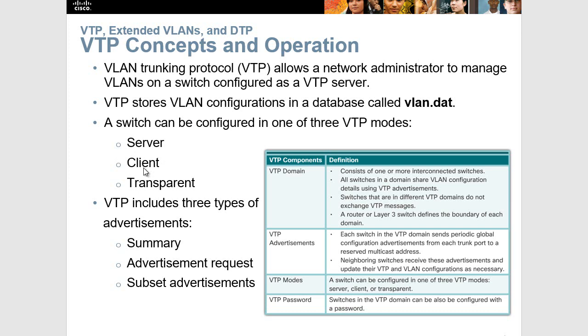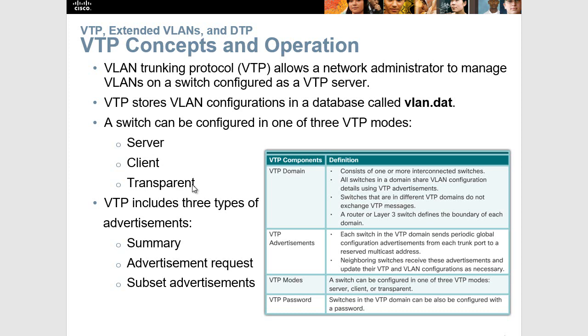So that information is shared from server to client, and clients will share it with other clients. So although the clients aren't used to set up the VLANs, the clients all do relay information that they learn, which originated from the server. So eventually all the switches in that domain are going to have the same VLAN set, which again was configured on the server. A transparent switch in VTP is going to have its own VLANs.